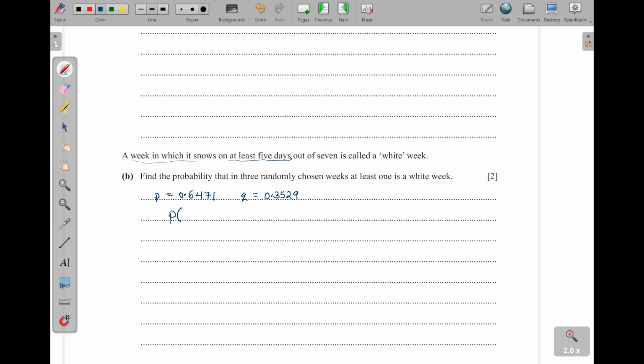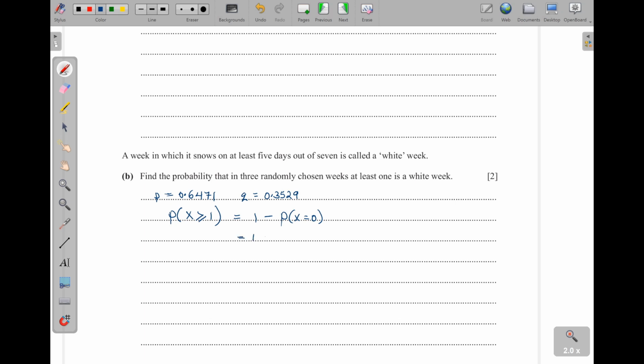Then probability of x greater or equal to 1, at least. So it means I can have x equal to 1, 2, and 3. But it is the same as just saying 1 minus probability of x is equal to 0, because we have 0, 1, 2, 3. If I need x equal to 1, 2, and 3, then 0 is left out, so I just say 1 minus probability of x is equal to 0.